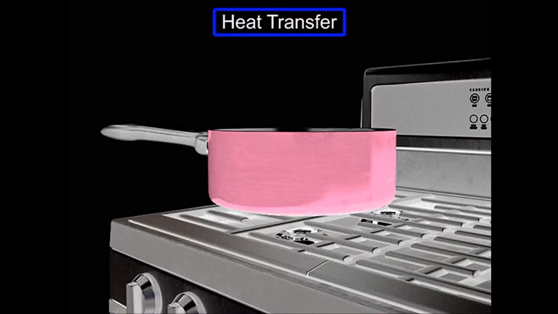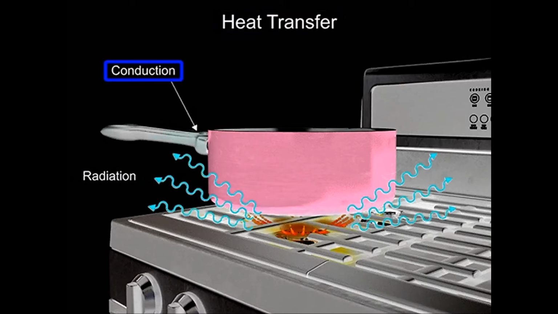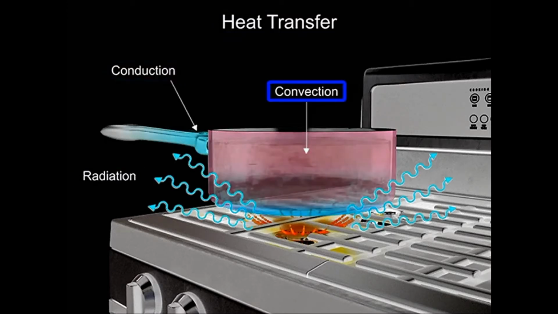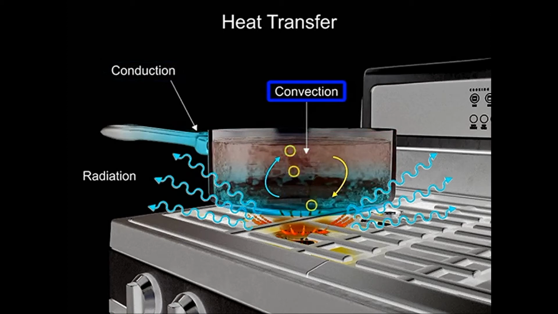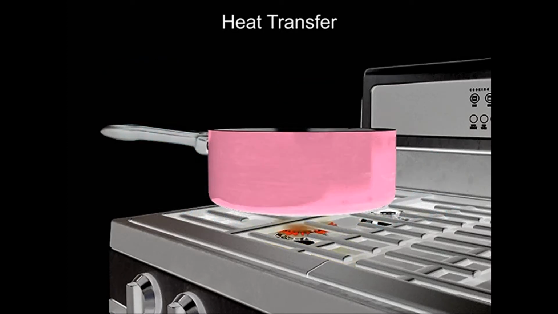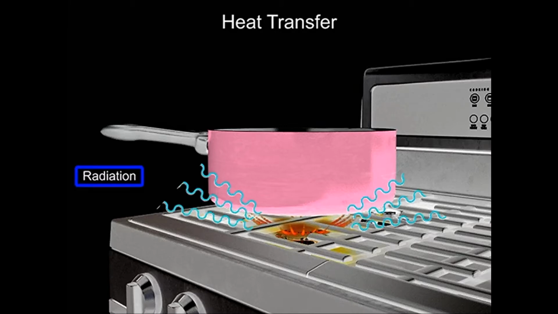Heat transfer is the movement of heat from one body or substance to another by radiation, conduction, convection, or a combination of these processes. When heating a pan of water over a gas flame, for example, all three forms of heat transfer are taking place. Heat from the flame radiates in all directions.